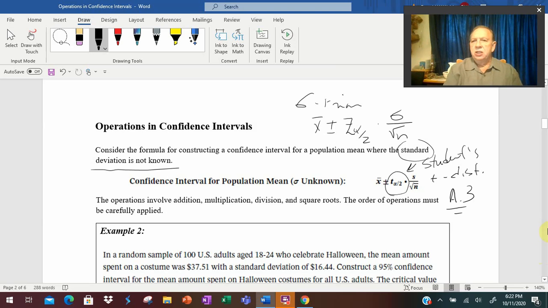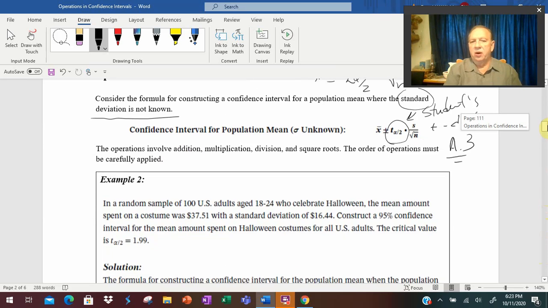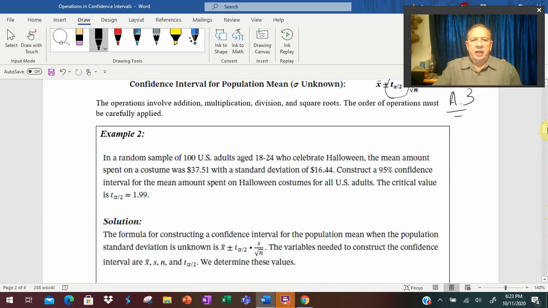Okay, let's go through and build one based on some of the things we would have already calculated. In a random sample of 100 US adults aged 18 to 24 who celebrate Halloween, the mean amount spent on a costume was $37.51. This is x bar, the sample average. The standard deviation is s. The population value would be the other one, and based on a sample, we end up with an x bar and an s.